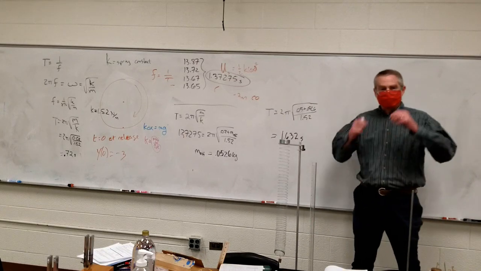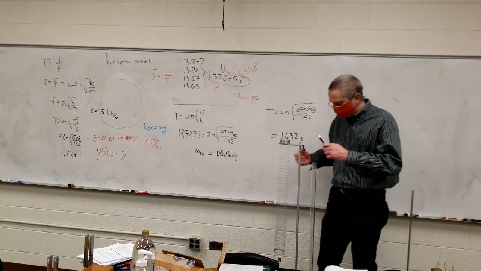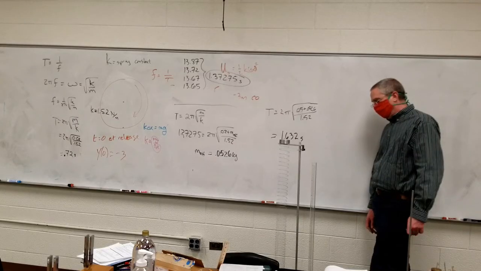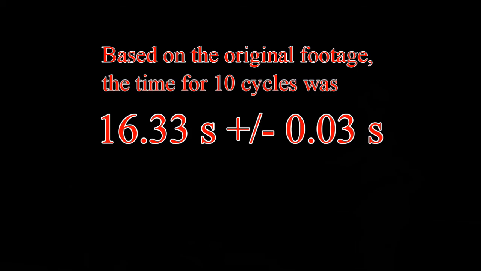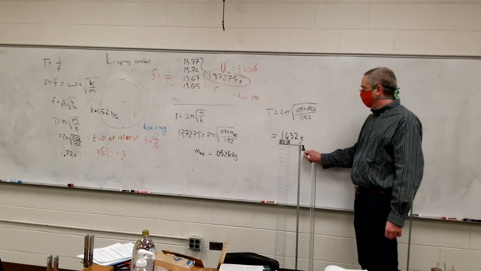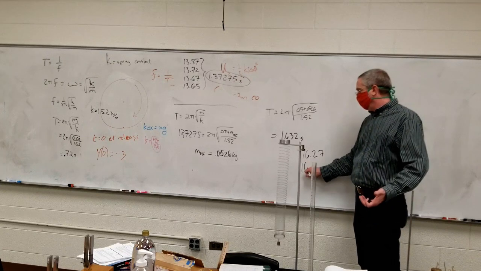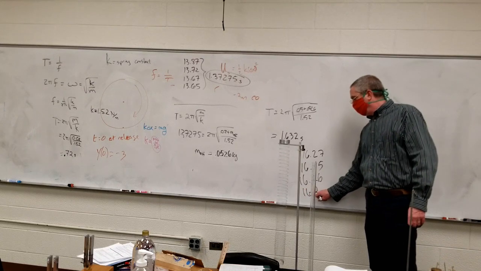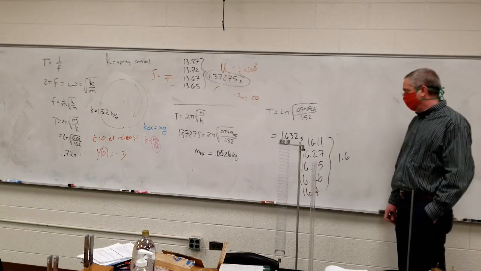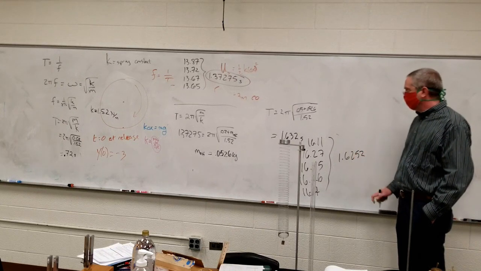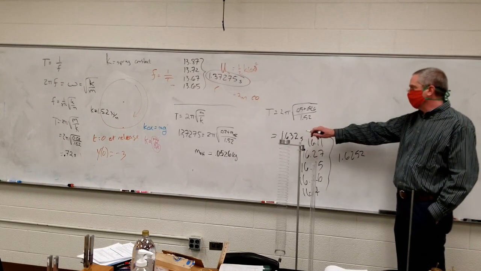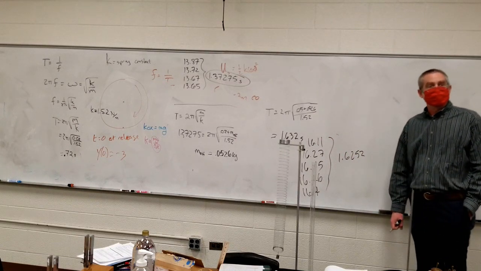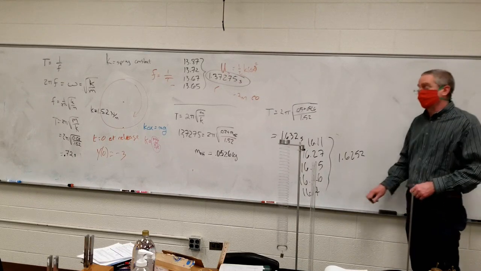All right, so let's get ready to time 10 cycles, not revolutions. All right, 3, 2, 1, go. 10. 16.27. I got 16.45. 16.26. 16.17. 16.11. And we predicted 1.632, we got 1.625, we're off by 7 thousandths of a second. Pretty darn good.